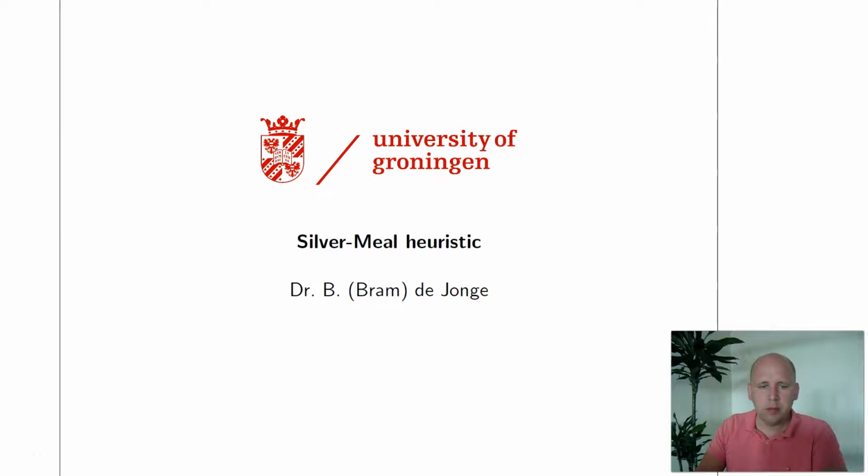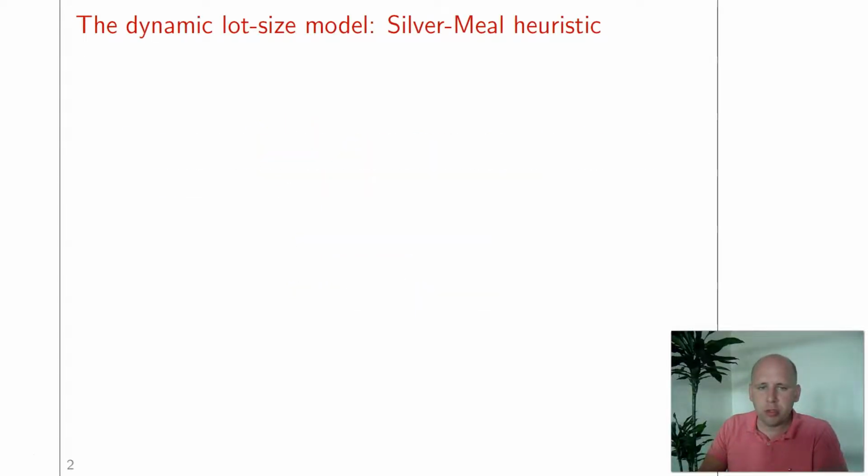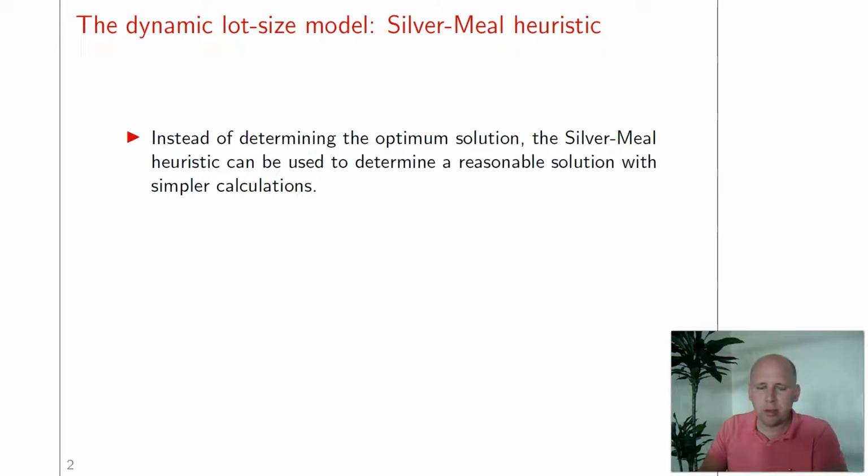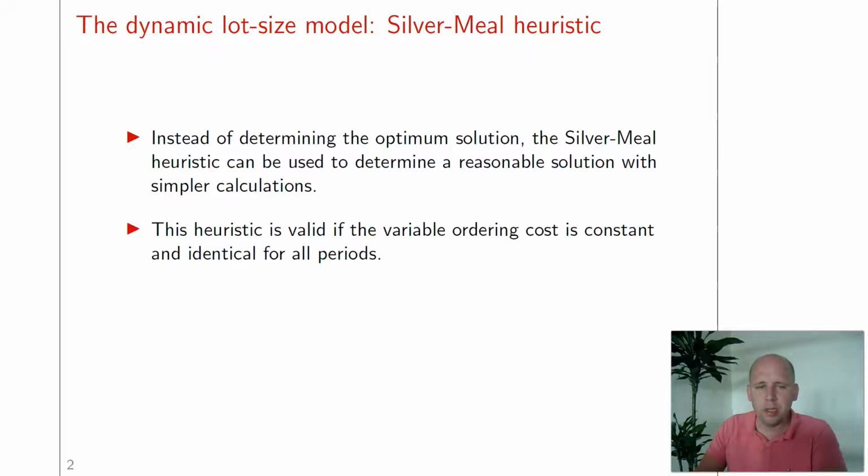We have seen that dynamic programming can be used to determine the optimal policy for a dynamic lot size model. Instead of that, we can also use a heuristic to get a reasonable solution with easier calculations. One of the heuristics that exist is the Silver-Meal heuristic. This heuristic can be used if the variable ordering cost is constant and also identical for all the periods.